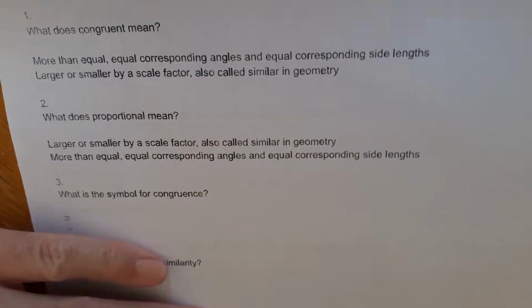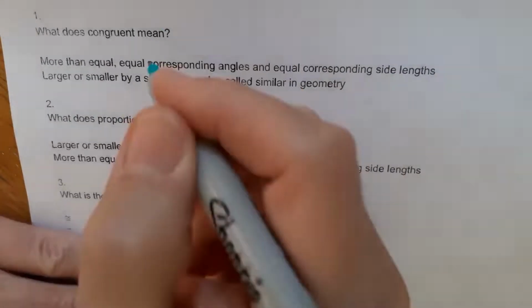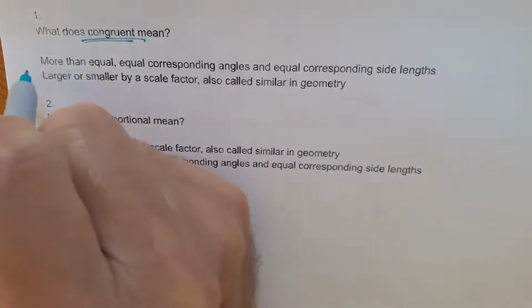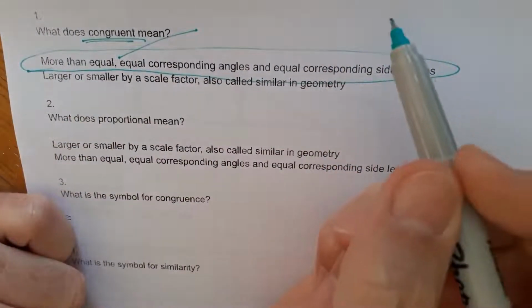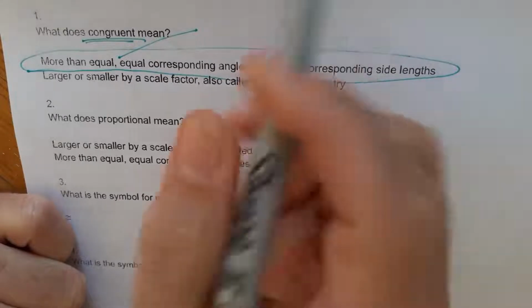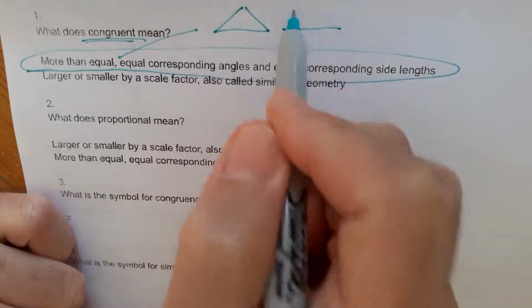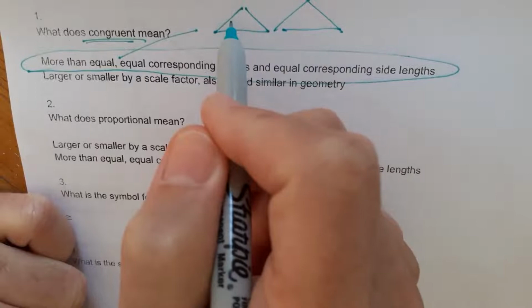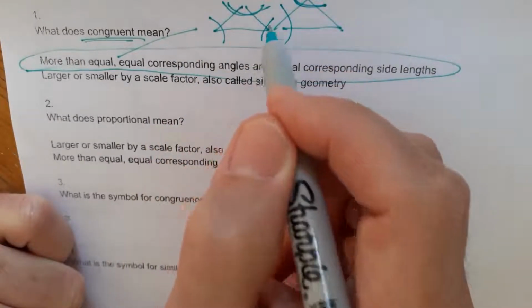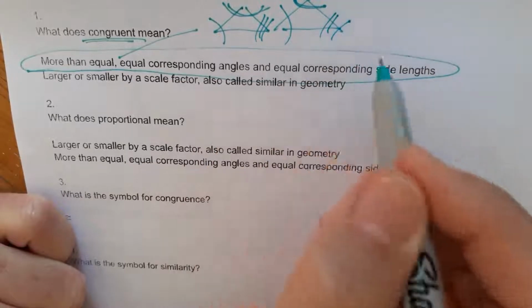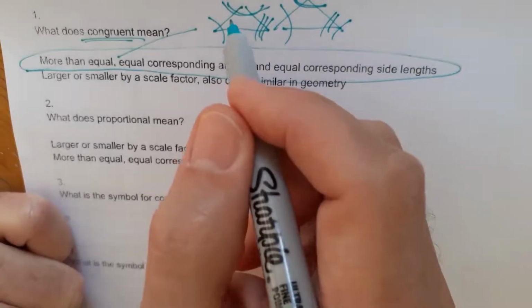So let's see what they've got for problems. First things first, what does congruent mean? So congruent means more than equal, all right? More than equal, or I like to say multiple aspects of equality. If you're asking, is this triangle exactly equal to this one, or are they congruent, you're looking at angles, corresponding in this case, which are matching locations on different shapes, and side lengths.